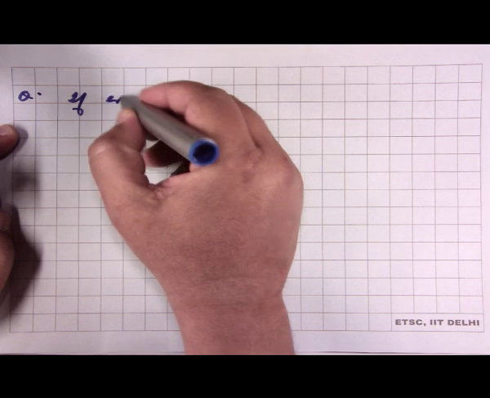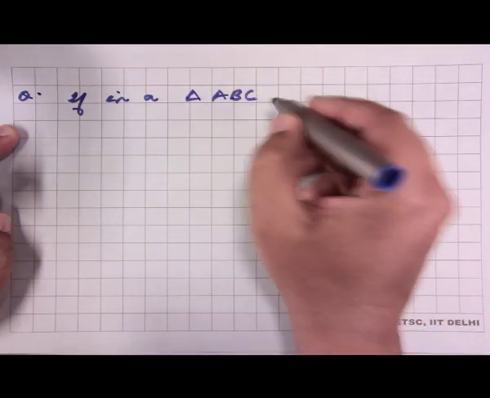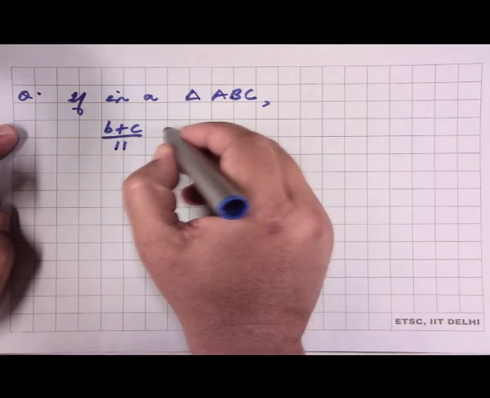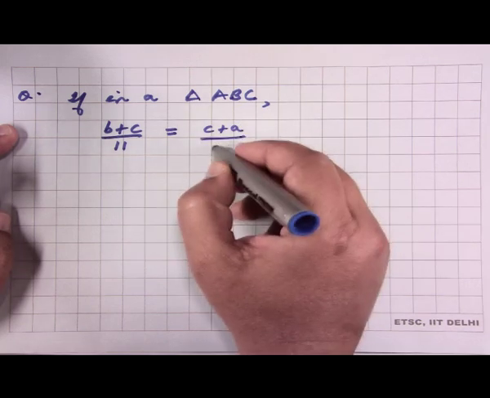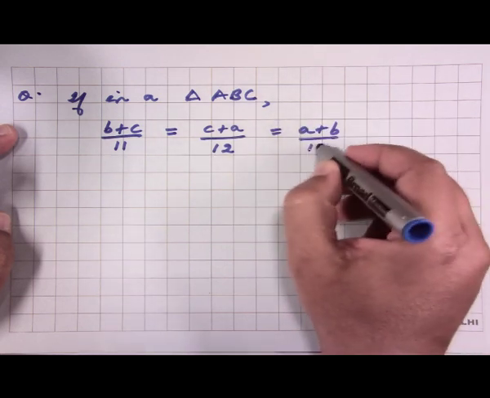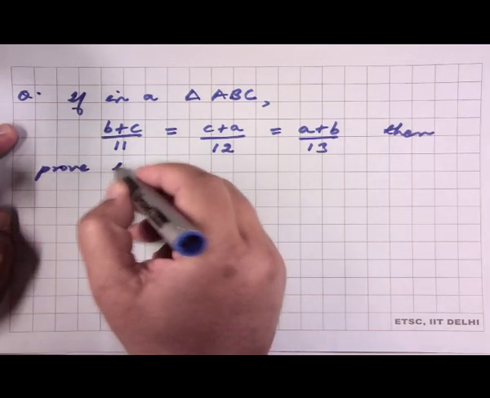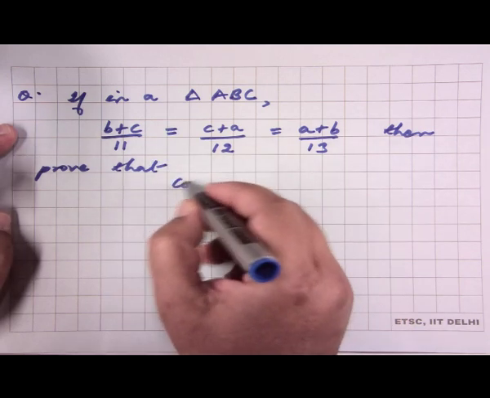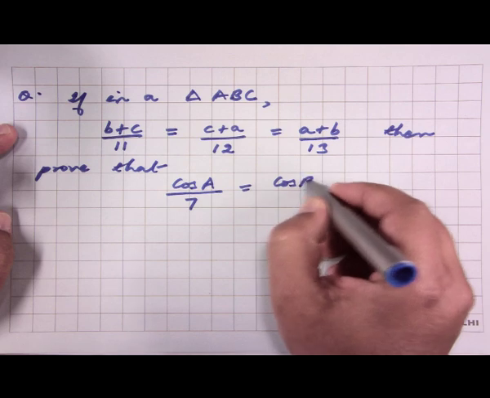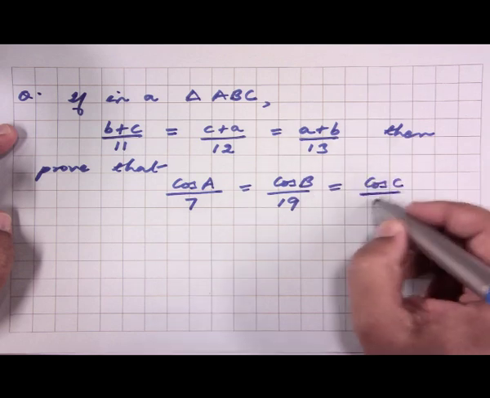So, let us take the next problem. If in a triangle ABC, (B plus C) by 11 equals (C plus A) by 12 equals (A plus B) by 13, then prove that cos A upon 7 equals cos B upon 19 equals cos C upon 25.